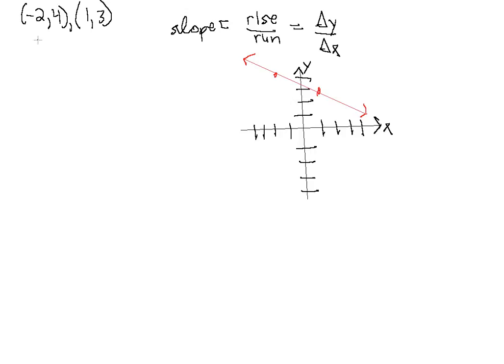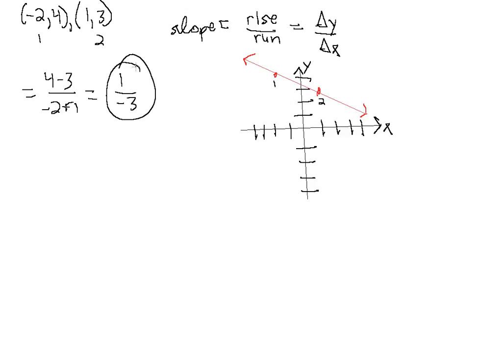So let's go ahead and plug these in. Let's call this point 1 and this point 2. So to find the slope, we're going to find the change in y. So we're going to have 4 minus 3, and we're going to divide by the change in x. We're going to have -2 minus 1. So this gives us 1 over -3. So the slope of this line is -1/3.